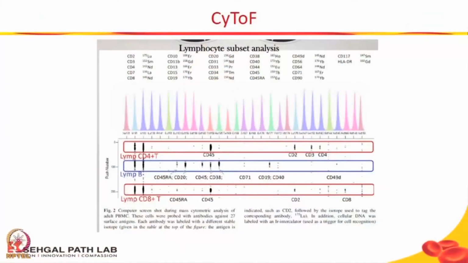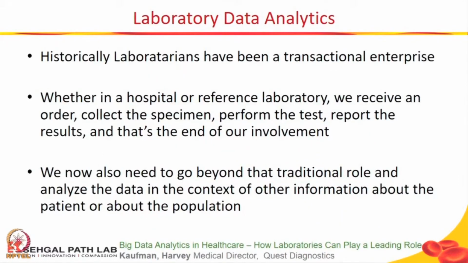It has 27 antibodies, simply doing only lymphocyte subsets, only cell surface antigens. Fascinating, for me at least, because it's the way the technology is moving. So this is just to highlight how fast things are moving, and bioinformaticians and data scientists are going to be the key ones. Hence I wanted to put in laboratory data analytics.